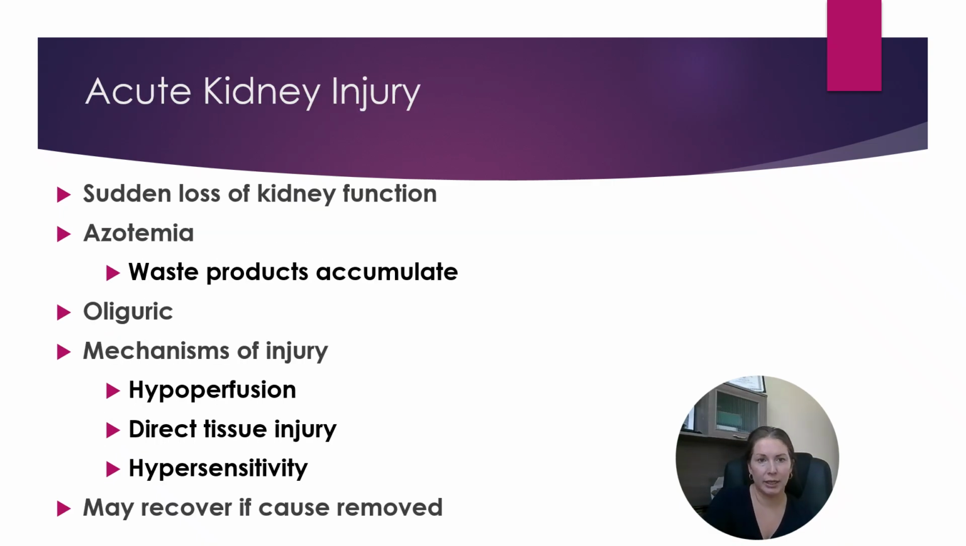So moving on to acute kidney injury. This is going to be a sudden loss of kidney function, and this can be rapid, so over hours, or it can be over several days. Azotemia, that's going to be the accumulation of nitrogen waste products, so that's going to make our BUN and our creatinine go up, okay? Oliguria, that's the decreased urine output, so that would look like less than 400 milliliters in a day.